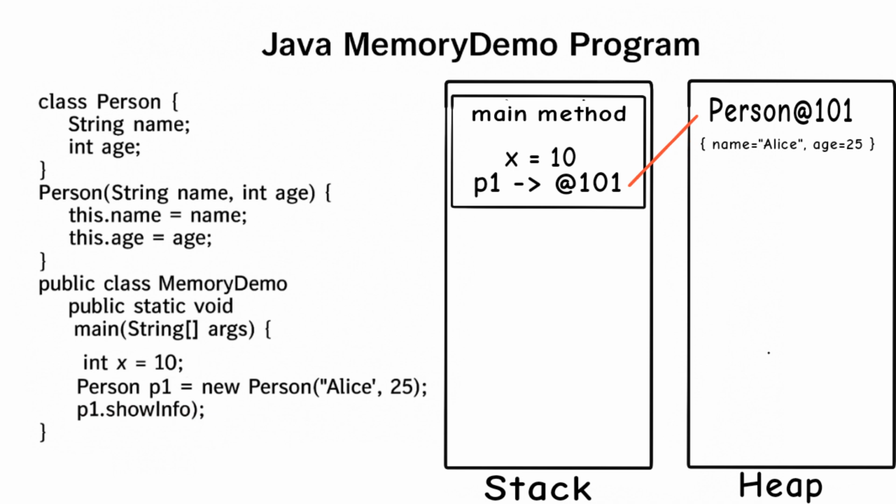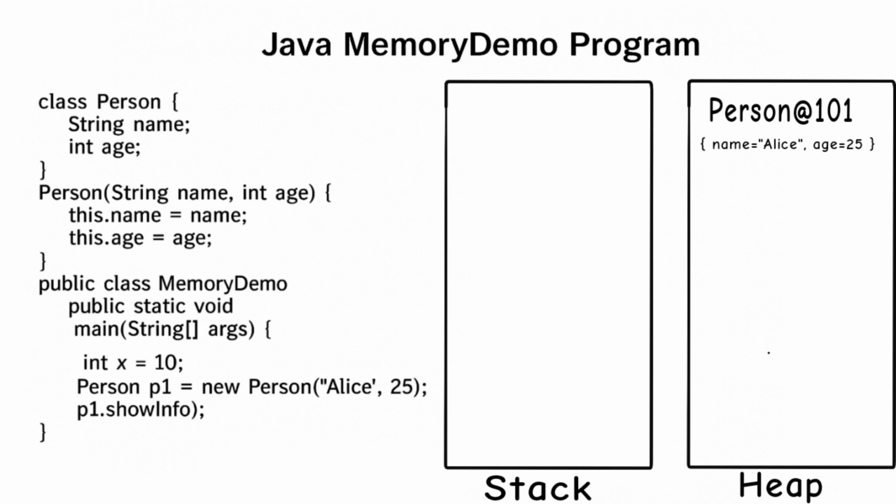Control now returns to the main method. Notice that the Person object in the heap is still there. Even though the method is gone, the heap object remains accessible through p1. This shows that stack data is temporary, but heap objects live until they're no longer referenced.